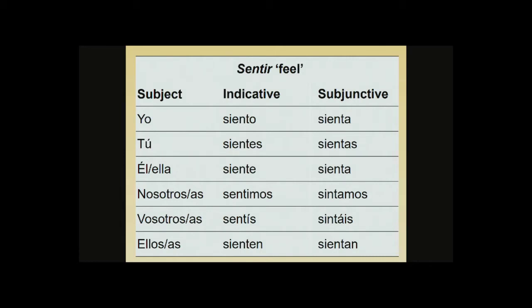I mean, there are some in the IR conjugation. Do any of them exhibit radical changes? I'm seeing a nod here, yeah? Okay, which ones? Dormir and morir. So there's only two, yeah? Now, dormir and morir, are they pattern 1 or pattern 2?